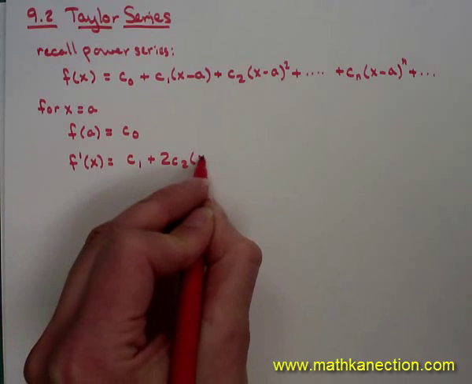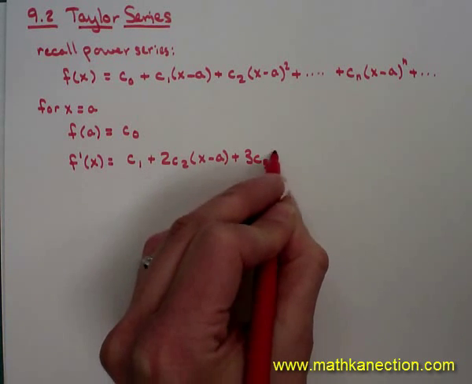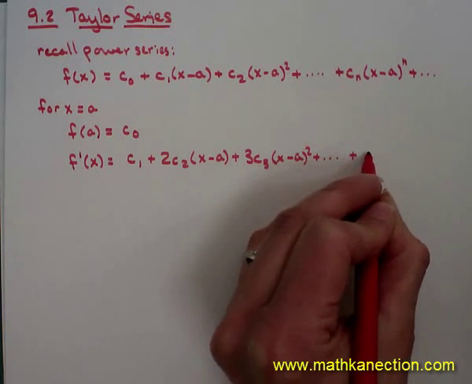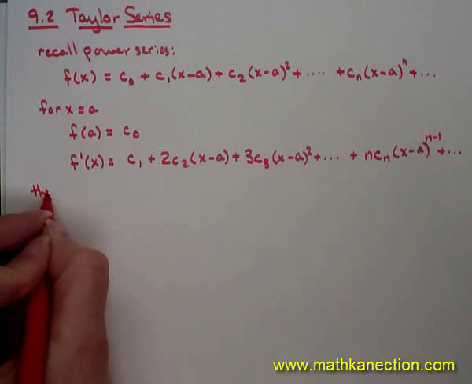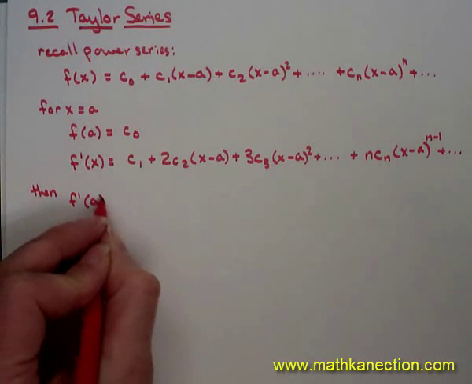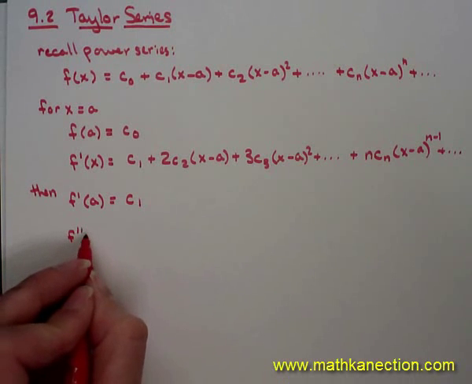And then if we look at the derivative f prime of x, that'll get c sub 1 plus 2 c sub 2 (x minus a) plus 3 c sub 3 (x minus a) squared all the way to n c sub n (x minus a) to the n minus 1. And then f prime of a calculates just to c sub 1.